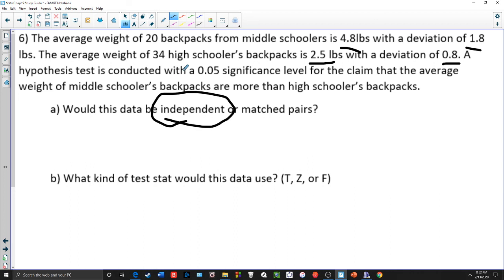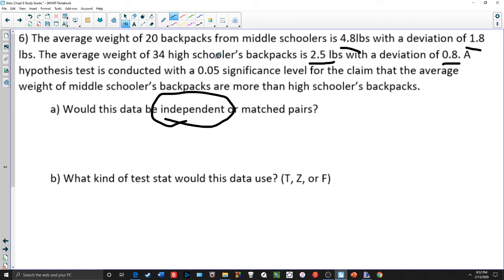from each other. There's no before and after or some sort of connection between them, as this backpack matches with this high schoolers or anything like that. It's just two separate populations, each doing their own thing, so it's an independent sample because the backpacks of one middle schooler has no impact on the backpacks of one high schooler.